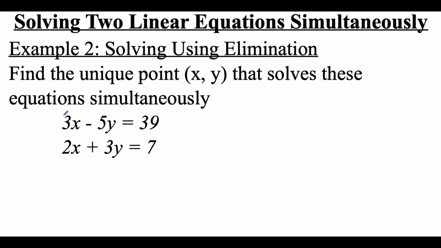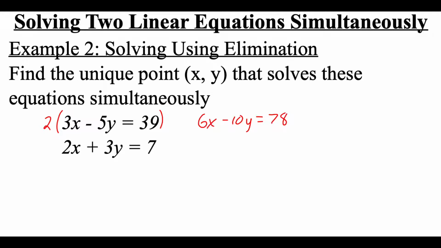As we're looking at these two equations, I'm going to focus on the x's. We want to get those to cancel out. So seeing that we have coefficients of 2 and 3, I'm thinking that we're going to be working towards 6, but in order to get them to eliminate, we need them to be opposites of each other. So what I'm going to do is take this top equation and multiply everything in there by 2. So that's going to give me 6x minus 10y equals 78.